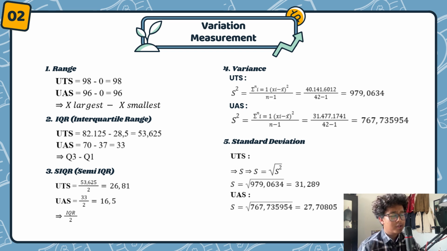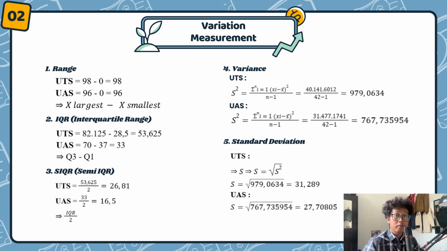And then we have to calculate the SIQR, which is the semi-IQR. Now, semi-IQR, it's just IQR divided by 2. So we already calculated for the midterm, which is 53.625. We then divided by 2. We got 26.81. And then for the final term, we just have to divide 33 by 2. And then we will have 16.5.